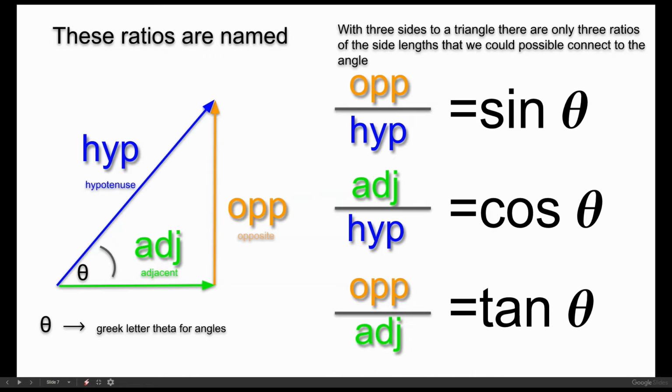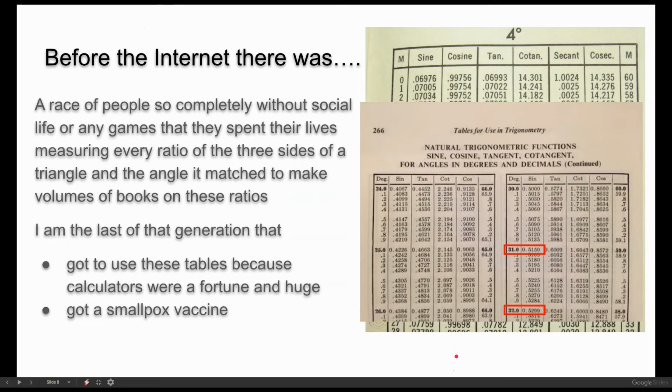And they're all on your calculator. So you should eventually learn these and have them committed to memory. Now, how do we get these ratios?